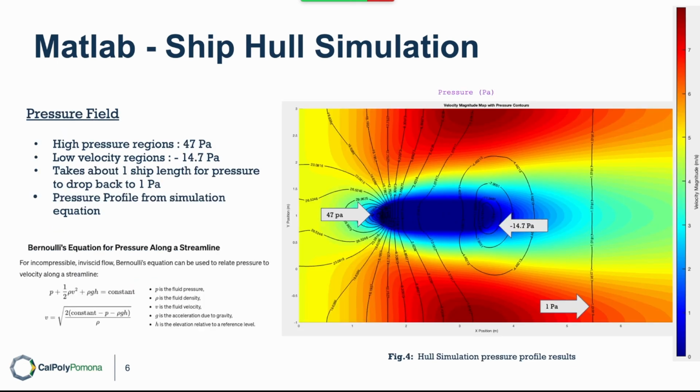After knowing the velocity generated from the Navier-Stokes equation, I was able to use Bernoulli's equation to show the pressure profile and the pressure contours. In the map, you can see different rings of different pressures. The higher pressure region I was able to simulate is 47 pascals located in the front of the boat, and the lower pressure region is actually the back of the boat at negative 14.7 pascals. It takes about one ship length after the back of the boat for the pressure to come back down to 1 pascal, which is the ambient pressure.